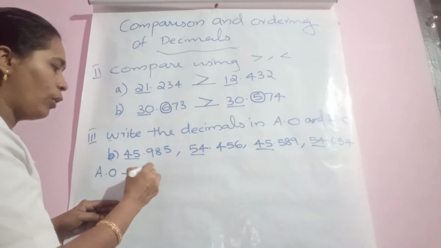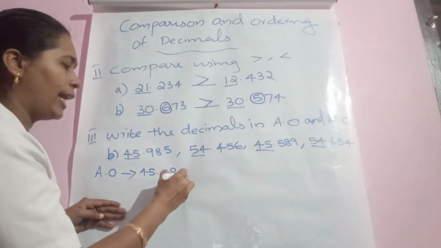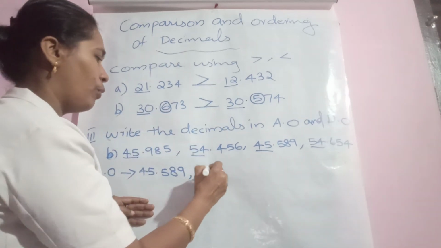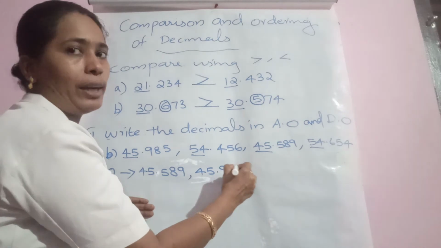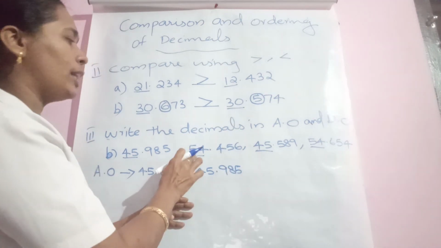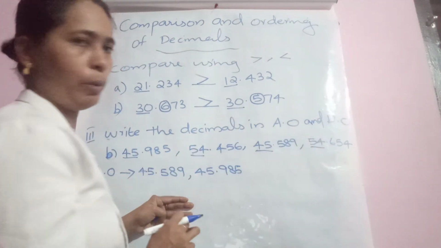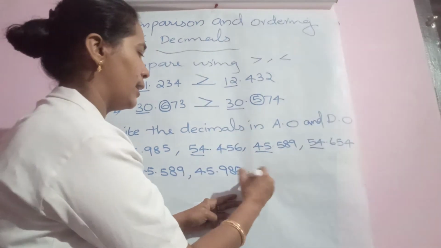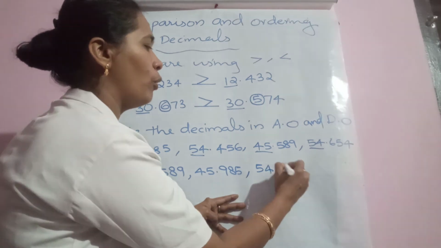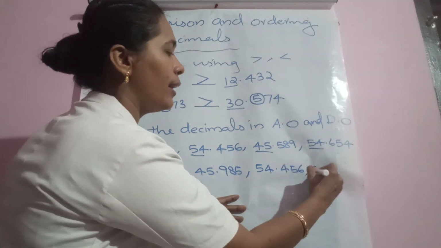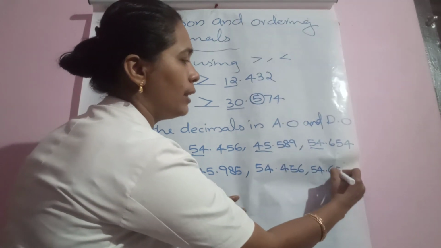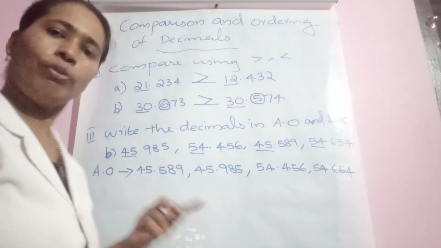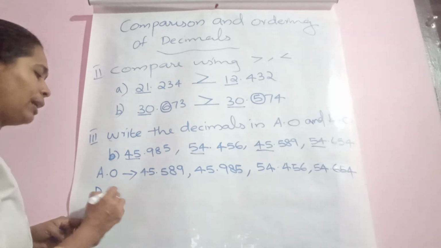That's why 45.589 is the smallest one. Next smallest one is which one? 45.985, isn't it? Then compare these two, 54 point, this 54 point. Which is small among these? This 456. That is 54.456. And finally, the greatest one among these is 54.654. Finished. Then descending order is very simple for you.